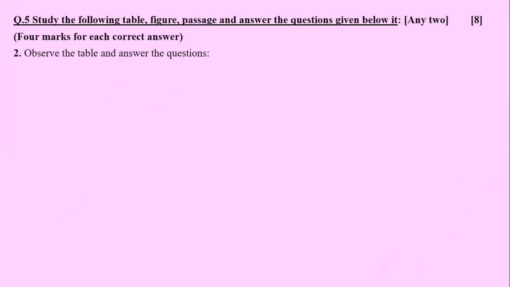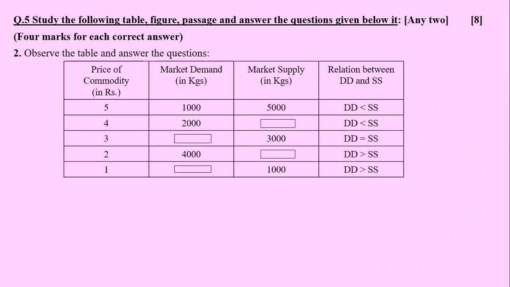Now, next question. Question number 2. Observe the table and answer the question. See the table. Price of commodity in rupees, market demand in kgs, market supply in kgs, and relation between demand and supply, DD and SS.